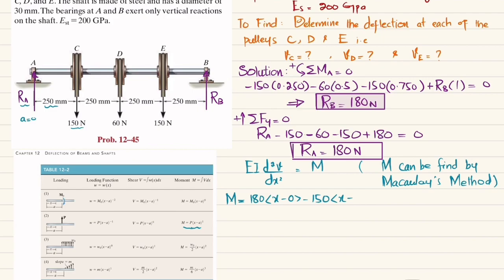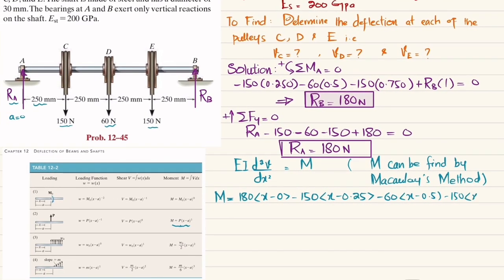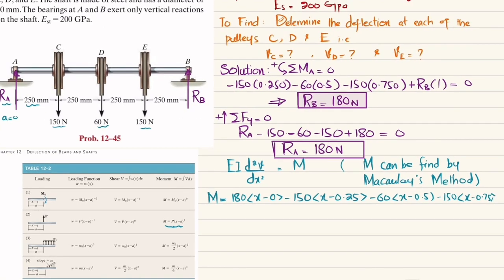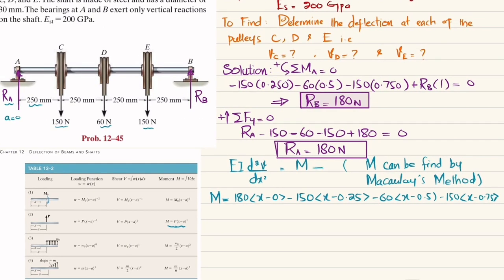250 millimeter is 0.25, power 1. The third force is 60 Newton, which is downward, so minus 60 into x minus A, which for that is 500, so 0.5. The fourth force is 150, which is also downward, so minus 150 into x minus A, where A is now 750 millimeter, which is 0.75. And we will neglect the last term. So this is the moment equation. This is your equation number A.